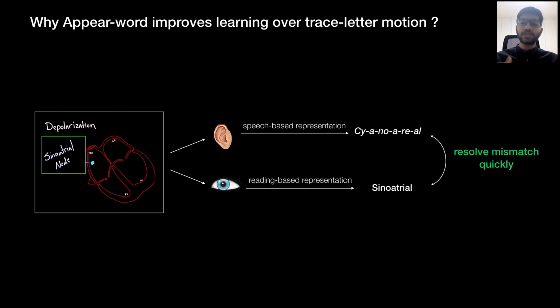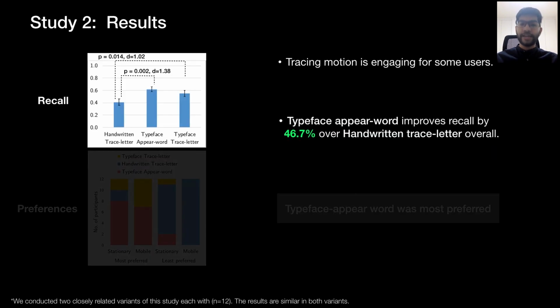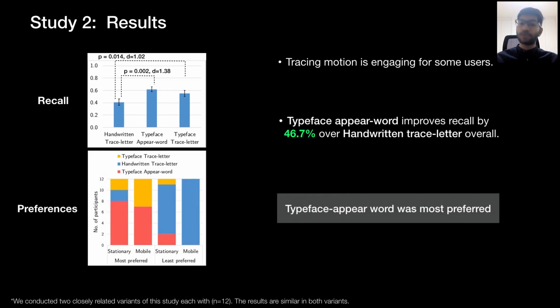They then look to resolve any mismatch between the two representations as fast as possible. As seen here, trace letter displays the word part by part, whereas appear word style presented the entire word immediately, allowing users to form the reading-based representation more quickly, thereby facilitating this correction process and improving learning. Consequently, typeface appear word was also more preferred.